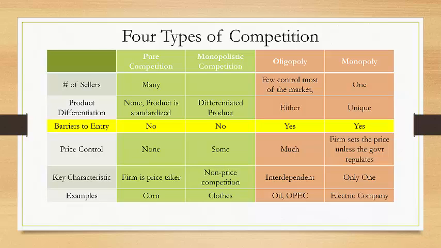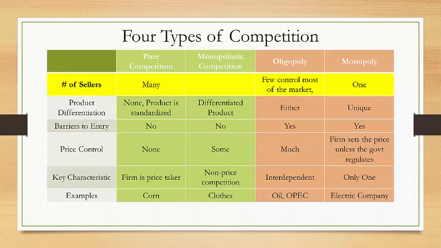For pure competition and monopolistic competition, it is relatively easy to enter and compete, so I shaded these columns green for you, whereas oligopoly and monopoly have many barriers to entry, so I shaded them orange. The number of sellers is somewhat related to barriers to entry. When there are fewer barriers to entry, industries have more sellers.